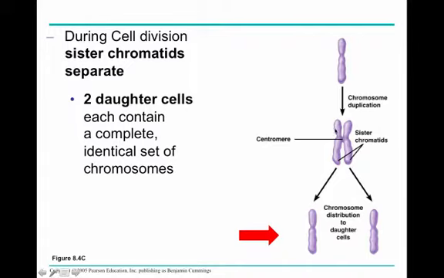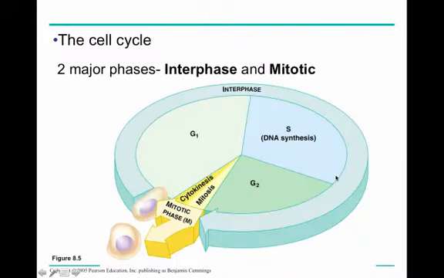Now, when they're connected, we call these sister chromatids. That's very important. They're sister chromatids, and it's one chromosome when they're connected. All right, cell cycle, there's two major phases. We have interphase and the mitotic phase. So interphase, as you can see, this is a really great representative picture of the time that the cell spends in the different phases.